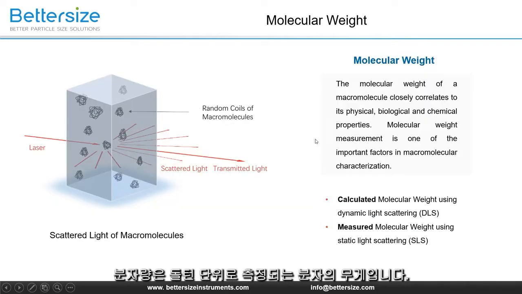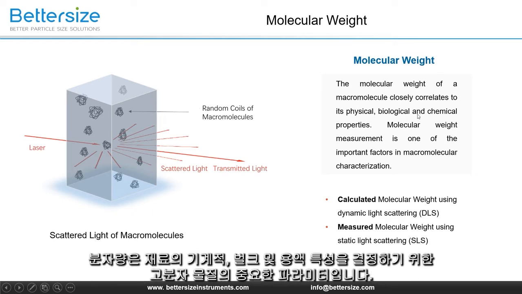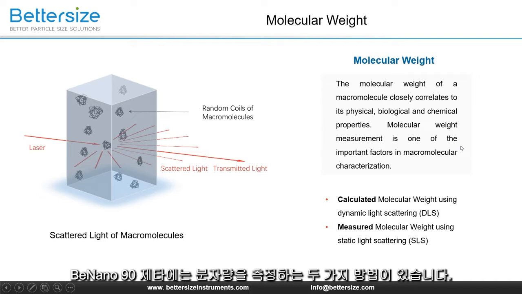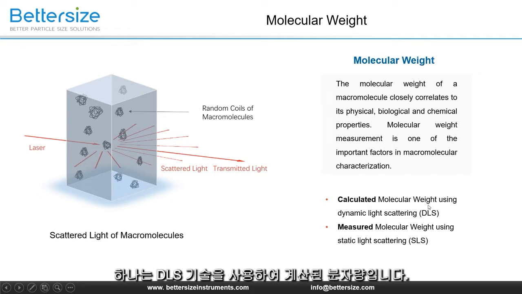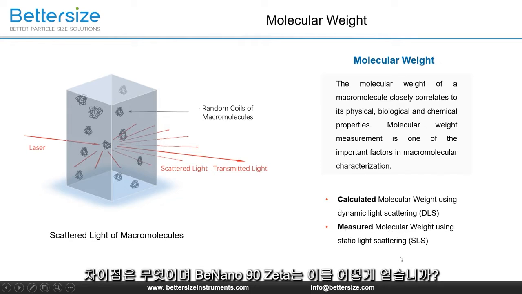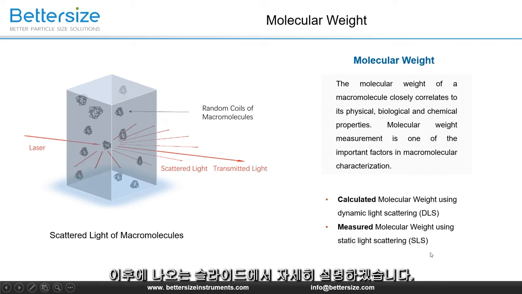The molecular weight is the weight of a given molecule, which is measured in daltons. The molecular weight is a significant parameter of polymeric materials for determining the mechanical, bulk, and solution properties of materials. There are two approaches to measure particles' molecular weights in the BeNano 90 Zeta. One is the calculated molecular weight using the DLS technology, and the other is the measured molecular weight using the SLS. What's the difference, and how does the BeNano 90 Zeta obtain them? I will explain in detail in the later slides.